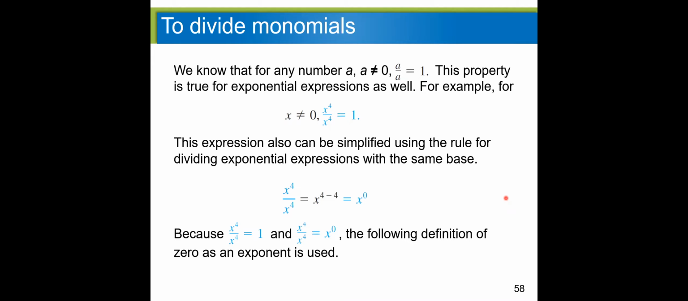Anything divided by itself is 1. I guess I don't need to keep repeating myself. But the weird part about that is that means x to the 0, or anything to the 0 power, is equivalent to 1. And that seems like kind of a weird thing to think about, right? How do you have a 0 of something means you have a 1?